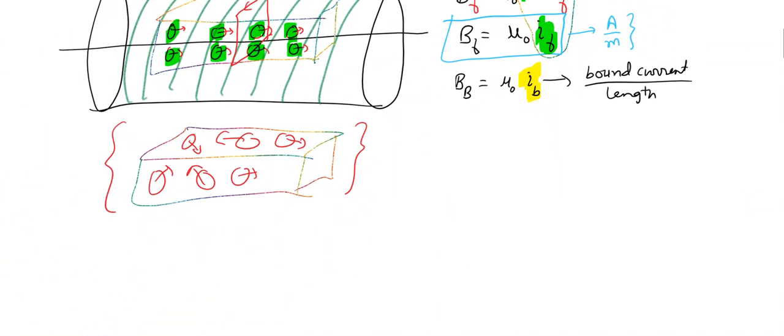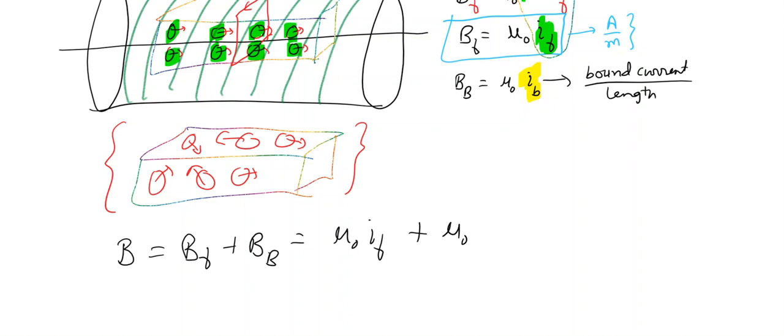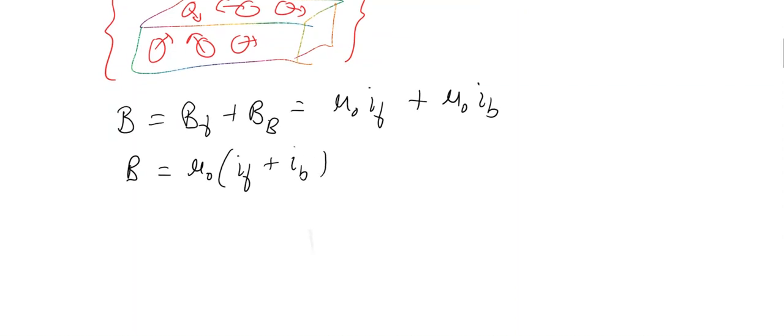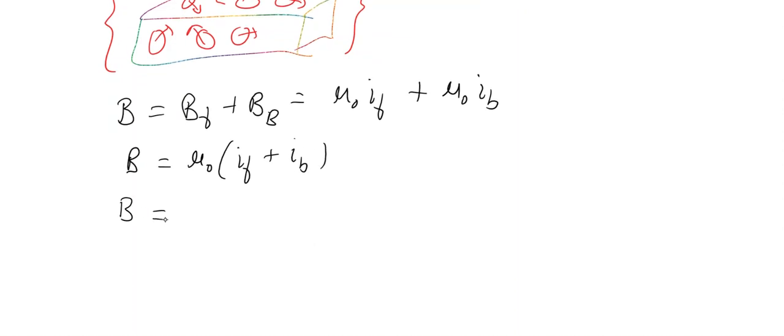And now, how much is the resultant magnetic field? So I can say that the resultant magnetic field is B_F plus B_B, that is mu 0 I_F plus mu 0 I_B. And then B is mu 0 (I_F plus I_B). You can also write this as B by mu 0 equals I_F plus I_B. Let us call it equation 1.